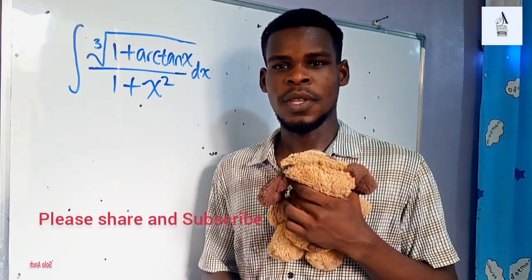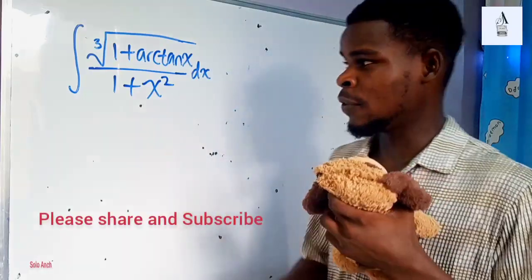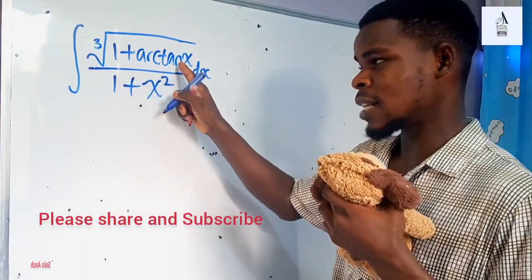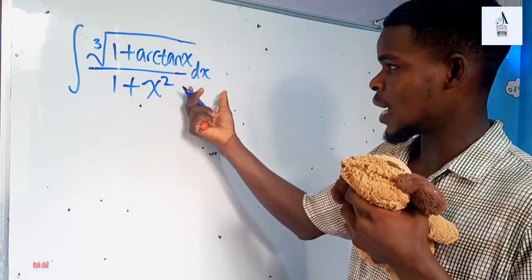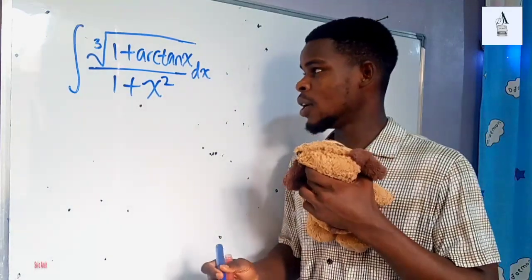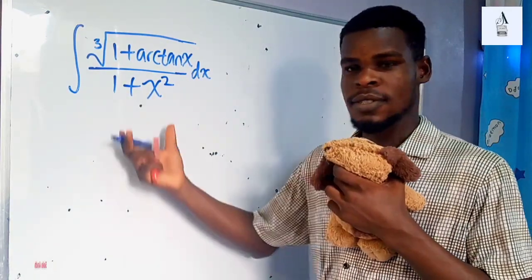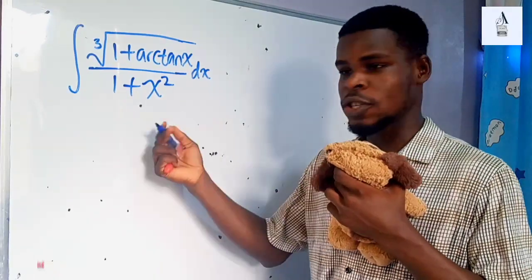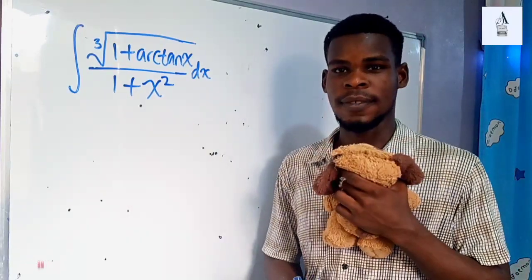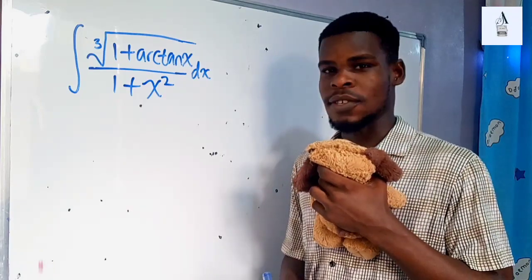In this video, we want to find the antiderivative of the cube root of 1 plus the arctan of x, divided by 1 plus x squared, with respect to x. Oh, this looks really hard, right? But it is very easy. In fact, you can just pause the video and try this first. Okay, so let's do it together.